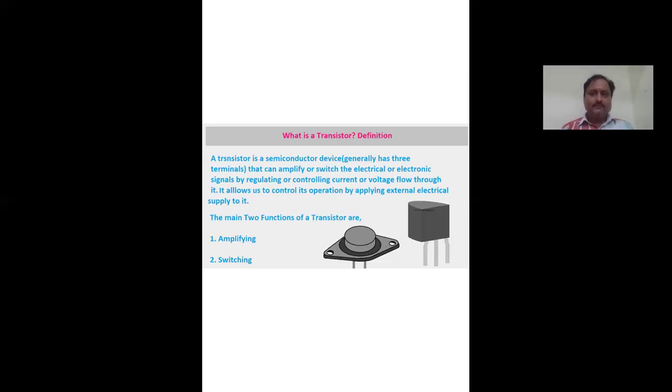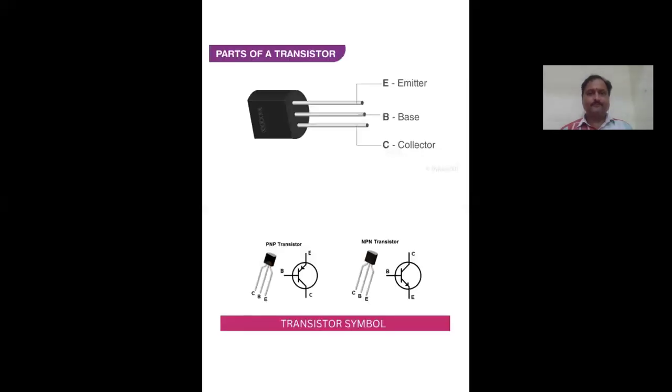The basic difference between a diode and a transistor is that a diode is a two-terminal, one-junction device. A transistor is a three-terminal, two-junction device. These are the parts, the three terminals: emitter, base, and collector. And we have two types of transistors, PNP and NPN.